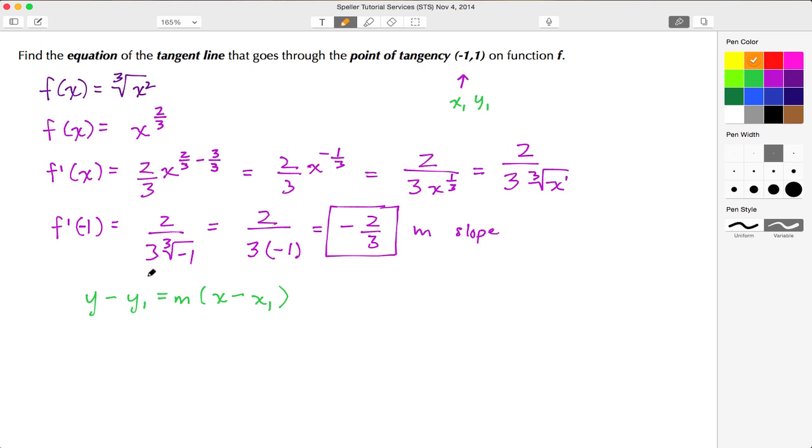Alright, at this point, I need to do substitutions. y minus y sub 1, well, y sub 1 is 1, is equal to m. We found m to be negative 2/3 times the quantity x minus x sub 1.